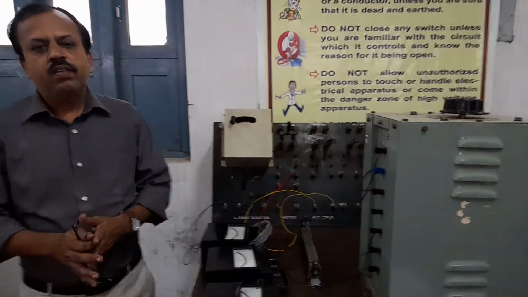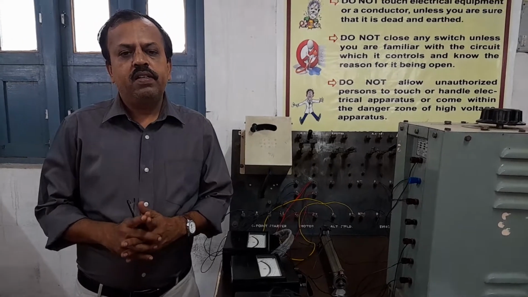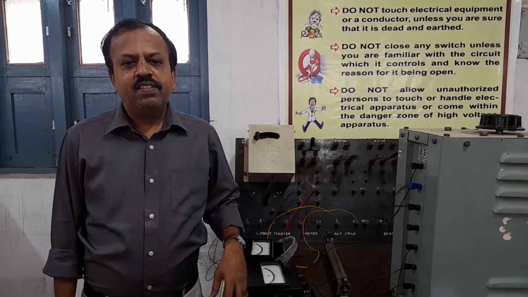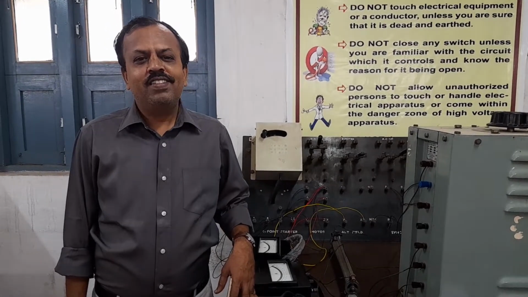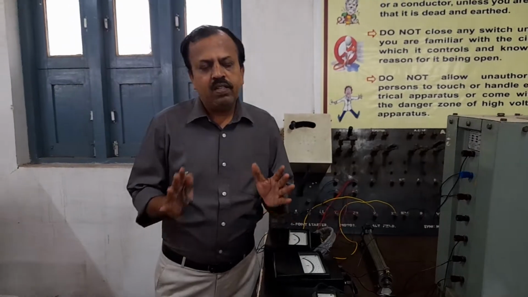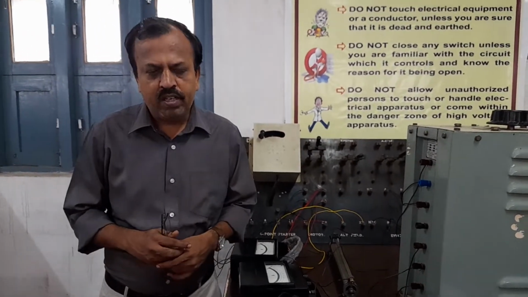Hello students, now let us go for one more experiment today, that is determination of direct axis reactance and quadrature axis reactance for the given salient pole synchronous machine. We know that synchronous machines are of two types, one is cylindrical pole and salient pole synchronous machines.